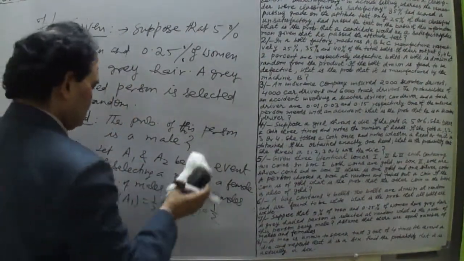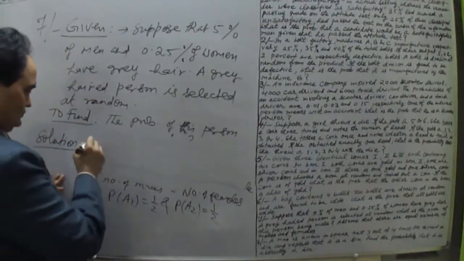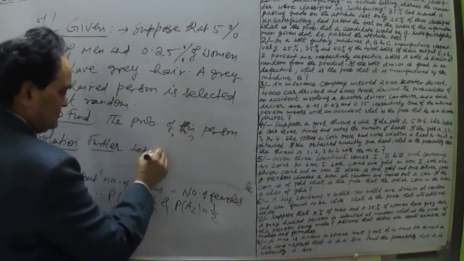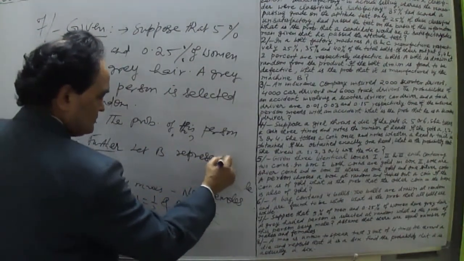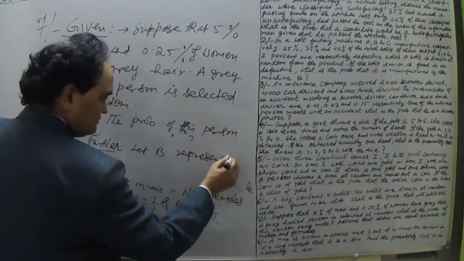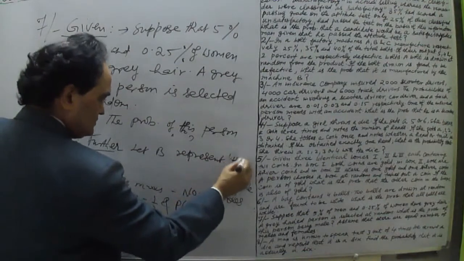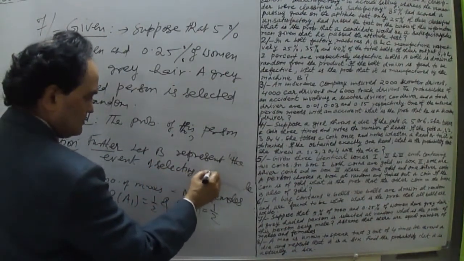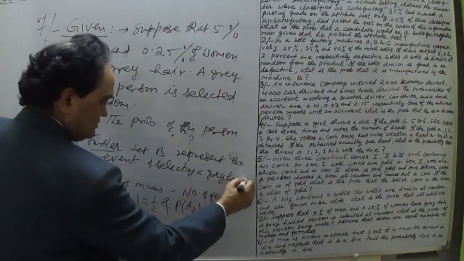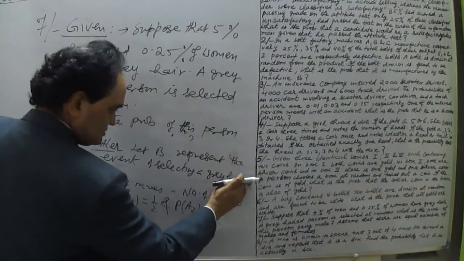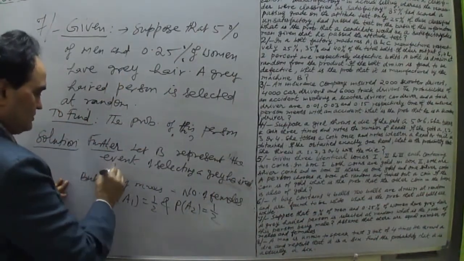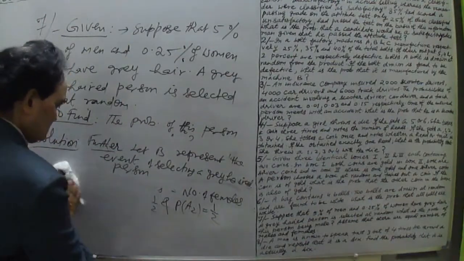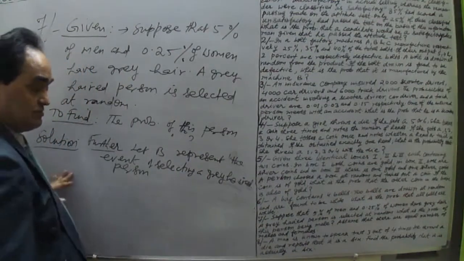Now, what is given to us further? Further let B represent the event of selecting a gray haired person. It may be a male or a female, and that is already given to us. So the probabilities of selecting a gray haired male are already given.